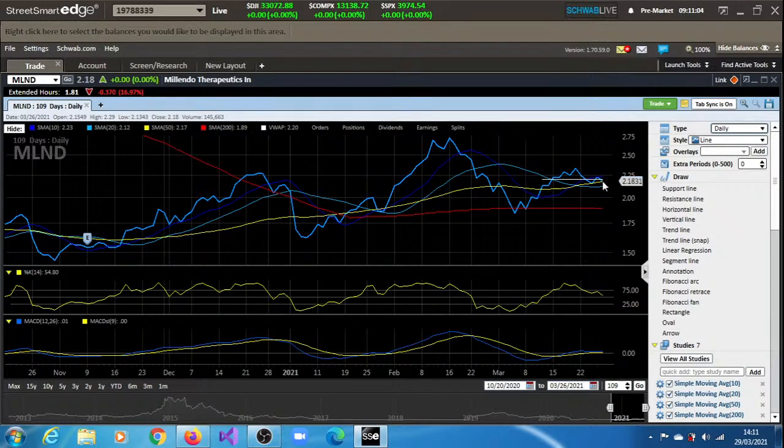So currently it's at 1.81, so it will be somewhere here, 1.81. You can see it has retraced down, on the daily chart, below all of its trend lines, short and intermediate. So maybe Milendo Therapeutics is presenting a good buying opportunity with this retracement.